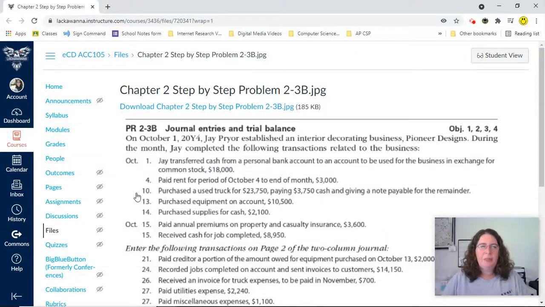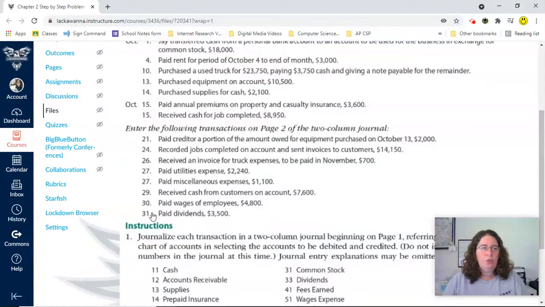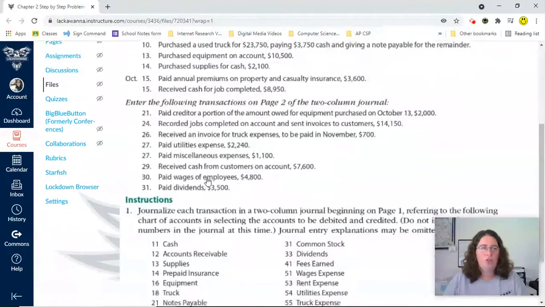Hello, so today we're going to do problem 2-3b, journal entries and trial balances. On October 1st of 2014, Jay Pryor established an interior decorating business, Pioneer Designs. During the month, Jay completed the following transactions related to the business. The transactions from October 1st till October 15th will go on page 1 of our journal. 21st through the 31st will go on page 2 of our journal.